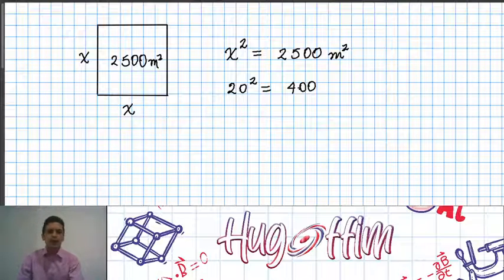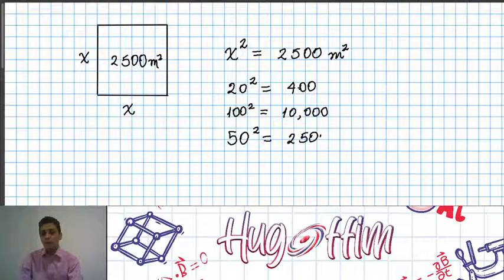Let's say that I'm going to try now 100 to the second power. 100 to the second power is going to be 10,000. So no, this number is not the value. So I'm going to test with another number to see. Let's say that I'm going to search using 50 to the second power. It will be 50 times 50. It will be 2,500. So the number that I need to raise to the second power to get 2,500 is 50.